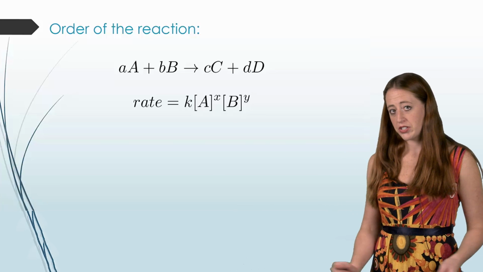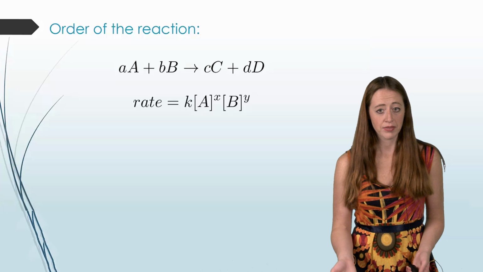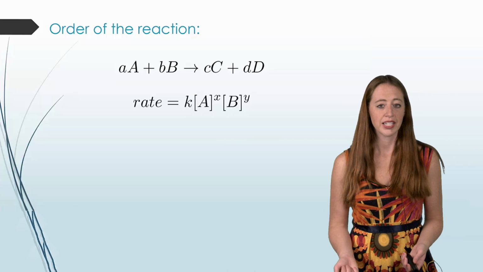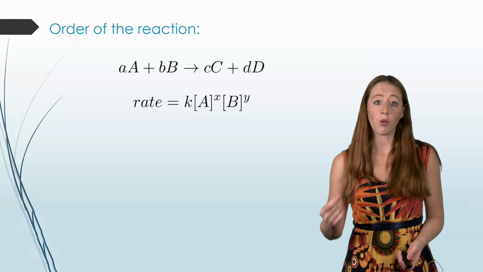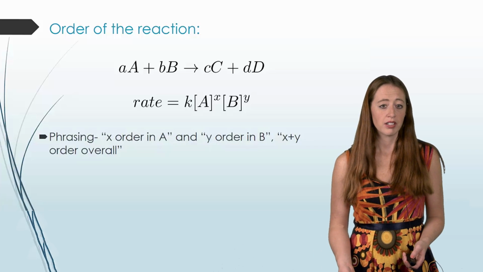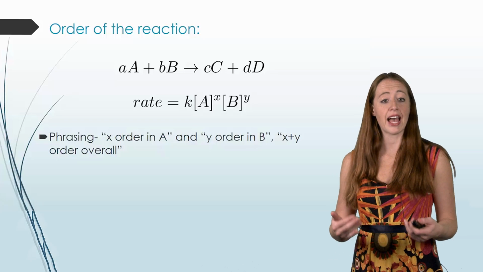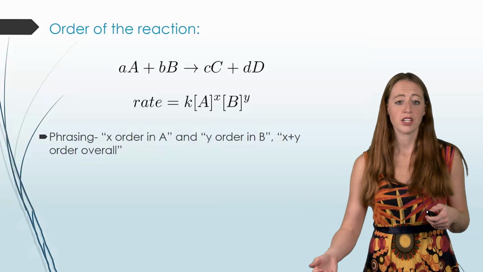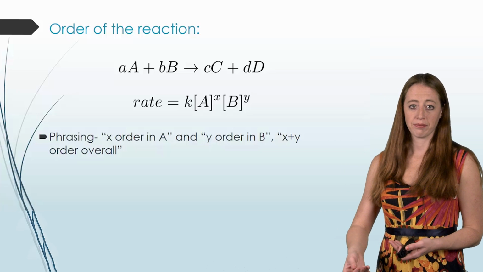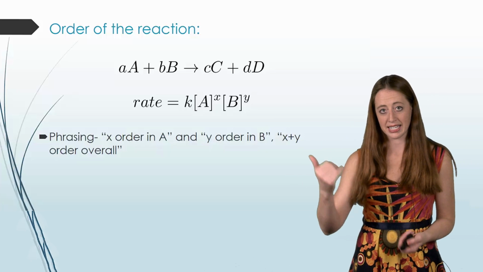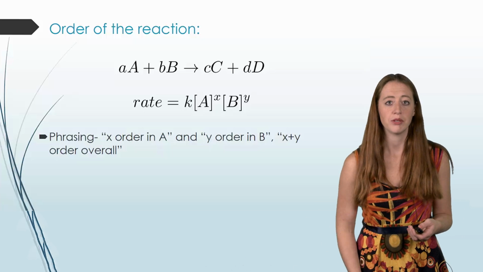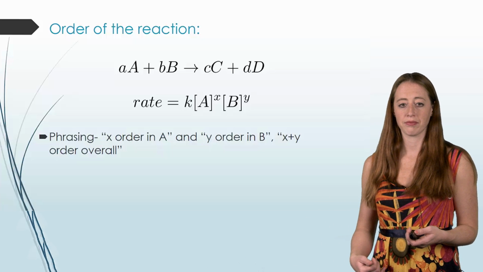Let's say that we have a very generic reaction, which I have here, and a very generic rate law to go along with it, which I have here. If we want to talk about the order of things, here's how the phrasing works. For this reaction, we would say that it is X order in A. X is the exponent on A. If that was A to the second power, we would say it was second order in A. If it was A to the third power, we'd say it was third order in A.